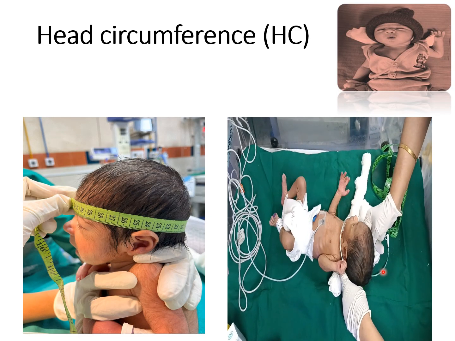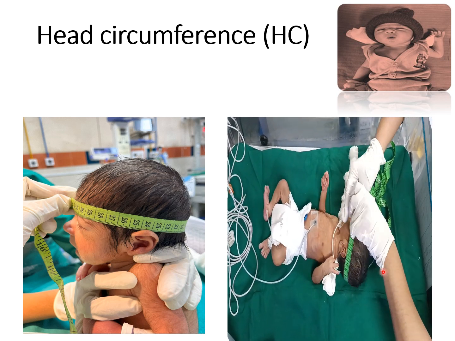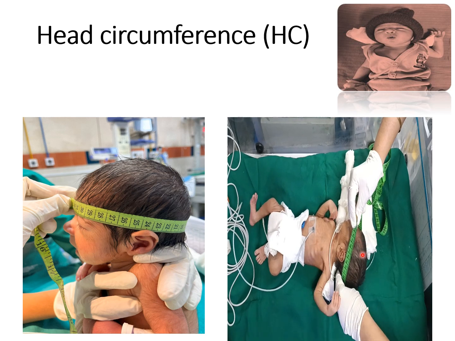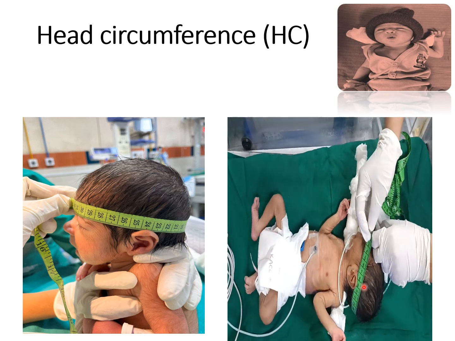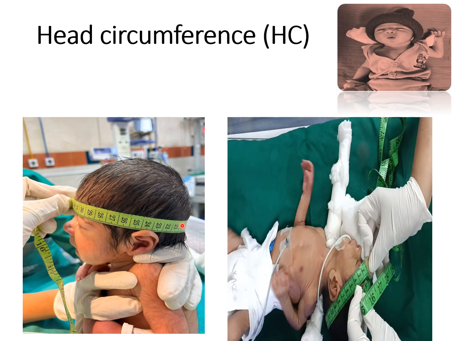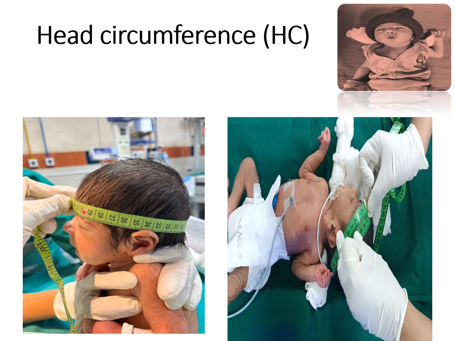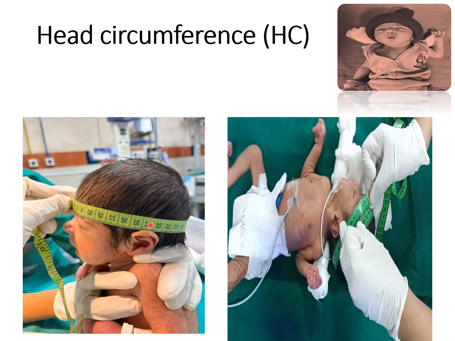Here in this video you can see how to measure the head circumference. Keep over the supraorbital ridge, occipital protuberance, just above the ear. Here in this image also you can see over the occipital protuberance, supraorbital ridge in front and just above the ear, and use the cross method. So here 35 minus 4, 31 centimeter head circumference of this baby.